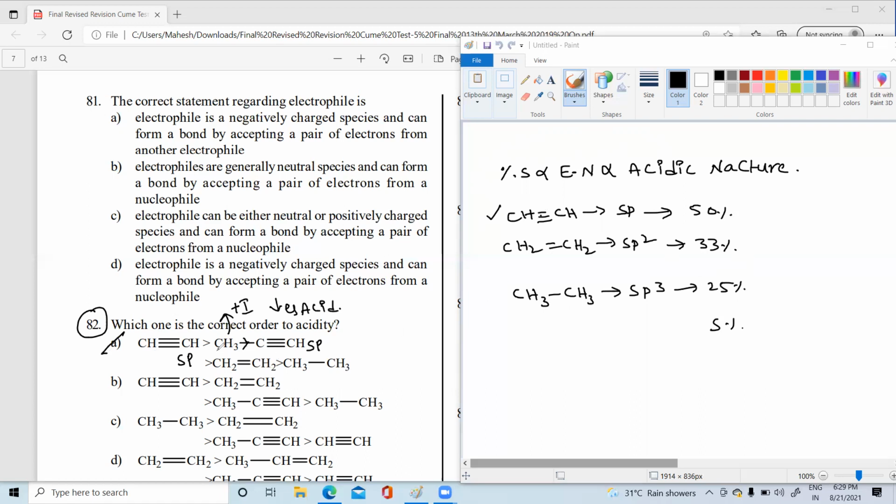Ethyne first, then propyne, then ethylene. Why? Because in propyne we have one donating group, and a donating group decreases the acidic nature according to the inductive effect. So ethyne is more acidic than propyne, than ethylene, than ethane, students. This is the correct statement.